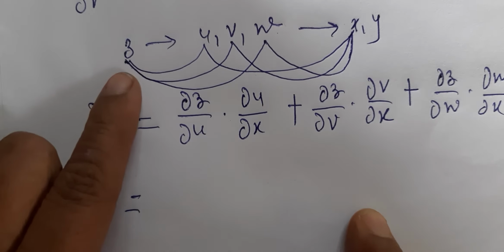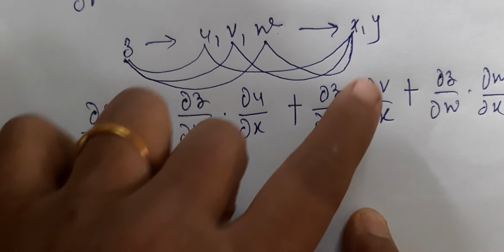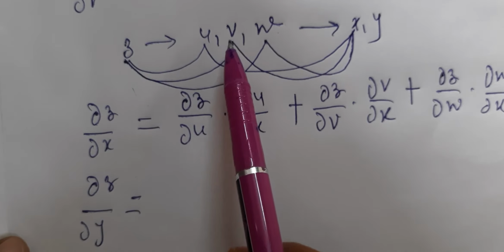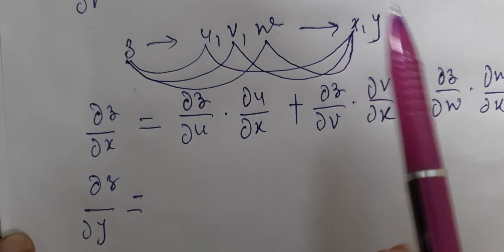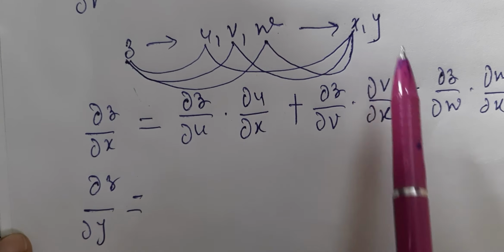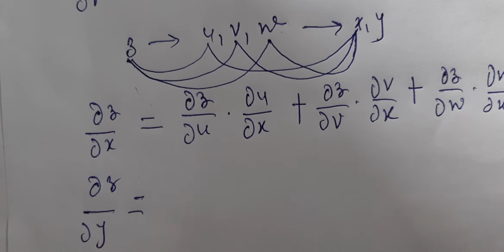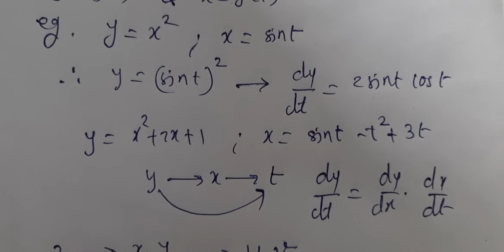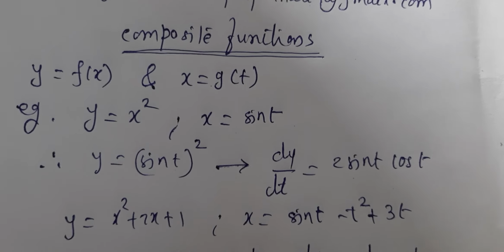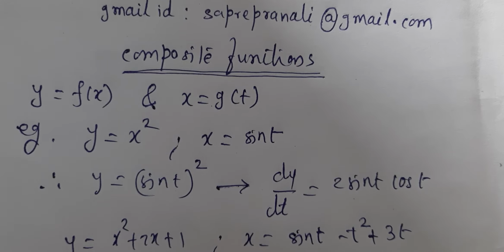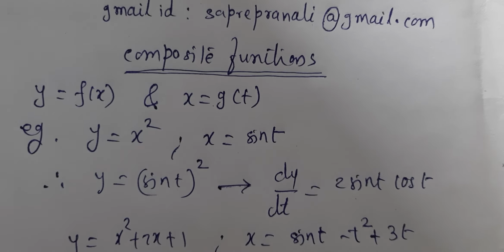Exactly in a similar way, ∂z/∂u into ∂u/∂y plus ∂z/∂v into ∂v/∂y plus ∂z/∂w into ∂w/∂y. And this way you can extend up to any number of variables. So this is the idea of a composite function. Composite means a function of some variable via some other variables.